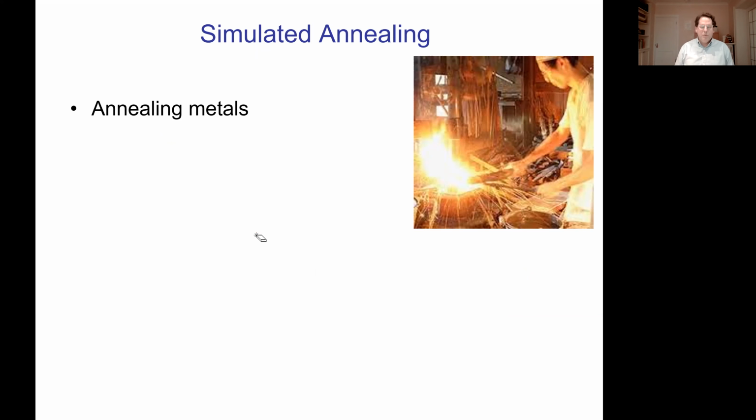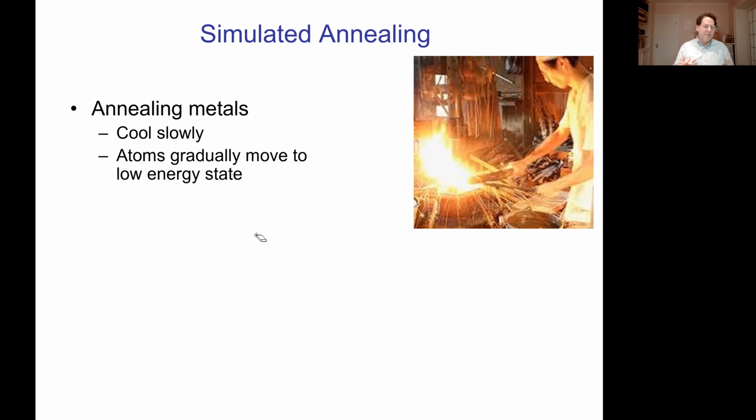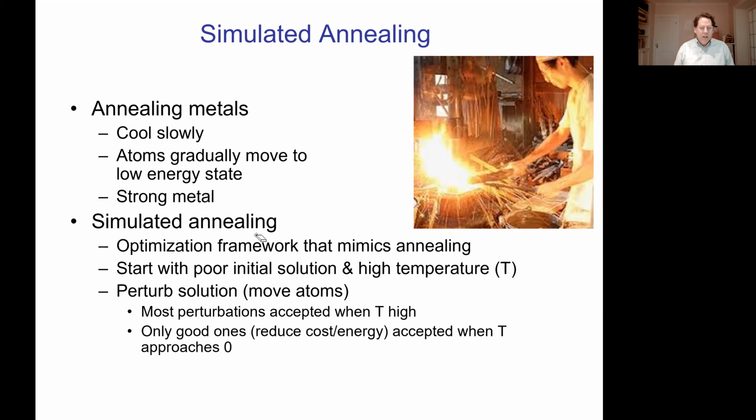Okay, so simulated annealing comes from an analogy to annealing metals. If you want to make a strong alloy, you want to cool the metal at the right rate. You cool it relatively slowly, and the idea is that the atoms in the alloy have time to move to a low energy state, which makes your metal stronger. Simulated annealing is an optimization framework that mimics this process in a computer program. The solution is analogous to the arrangement of atoms in the metal, and in your program, you have a parameter called temperature, which behaves like the physical temperature.